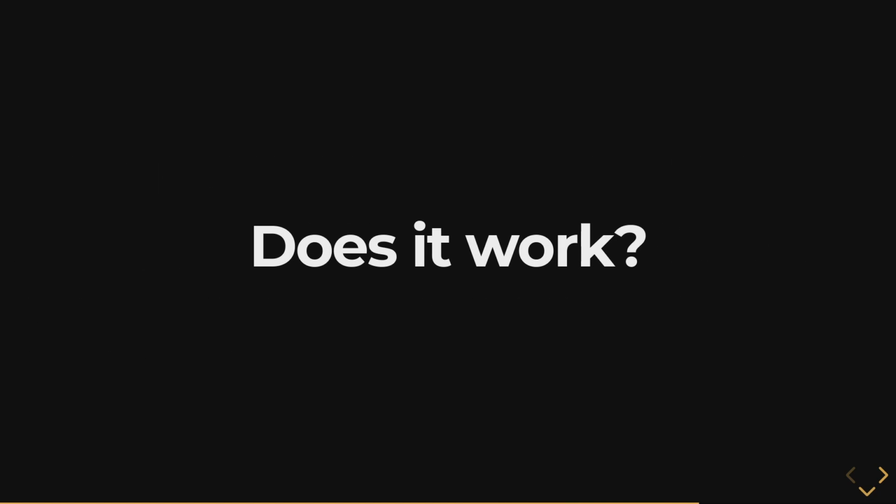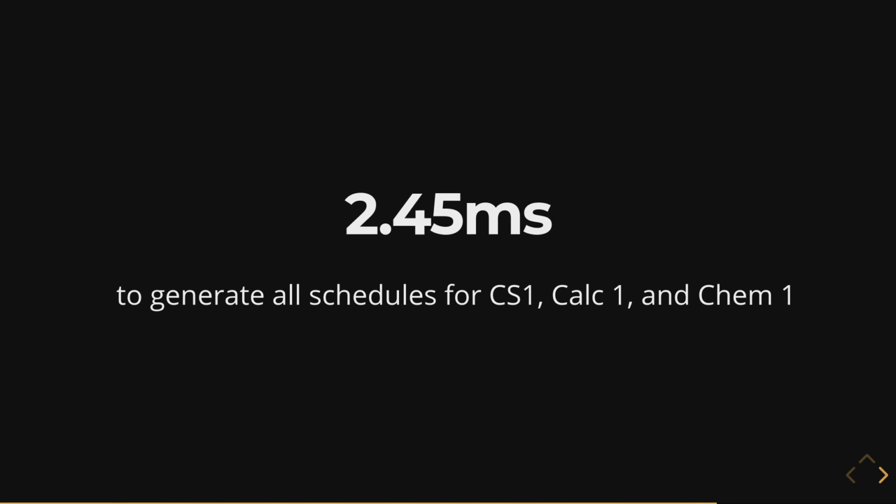So, does this work? We have all of our fancy optimizations, but if it didn't actually make the speed increase, it's useless. And if you have used QuaCS, you know that it does work. As the benchmark from before with CS1, Calc1, and Chem1, it took 2.45 milliseconds to generate all of those schedules. And then it takes some time to update the site. But the actual core algorithm is just this amount of time. And this is running in your browser. It will run extremely fast, both on a desktop and on a phone. You can run it on a really low-end computer, and it will still run very fast.